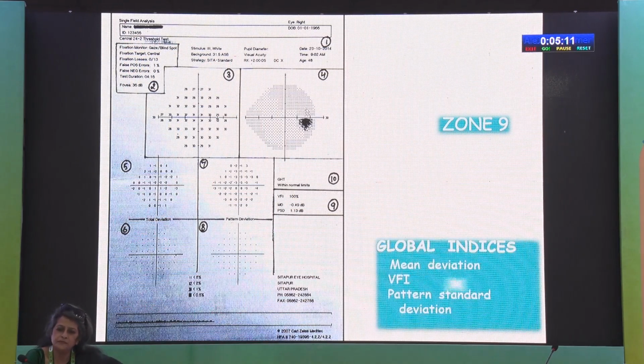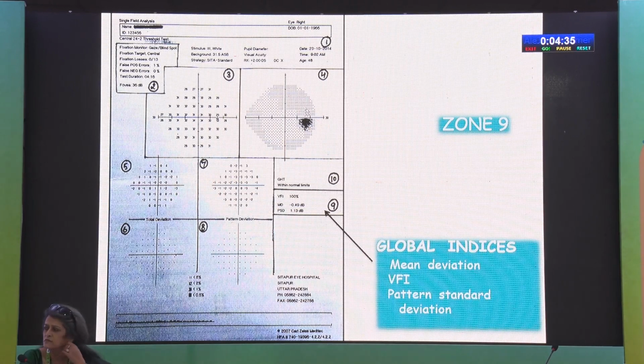Now, zone 9 includes the global indices, of which the mean deviation and the visual field index give us almost the same meaning, which means how much reduction or worsening of the visual field on an average has occurred as compared to the age-matched normative population database. The difference being that mean deviation is measured in decibels, VFI in percentage. The other difference is that VFI is more center-weighted. It gives more weightage to the central points and is less affected by media opacities like cataract. It is used to do the regression analysis, which gives us the trend analysis in the GPA, the glaucoma progression analysis.